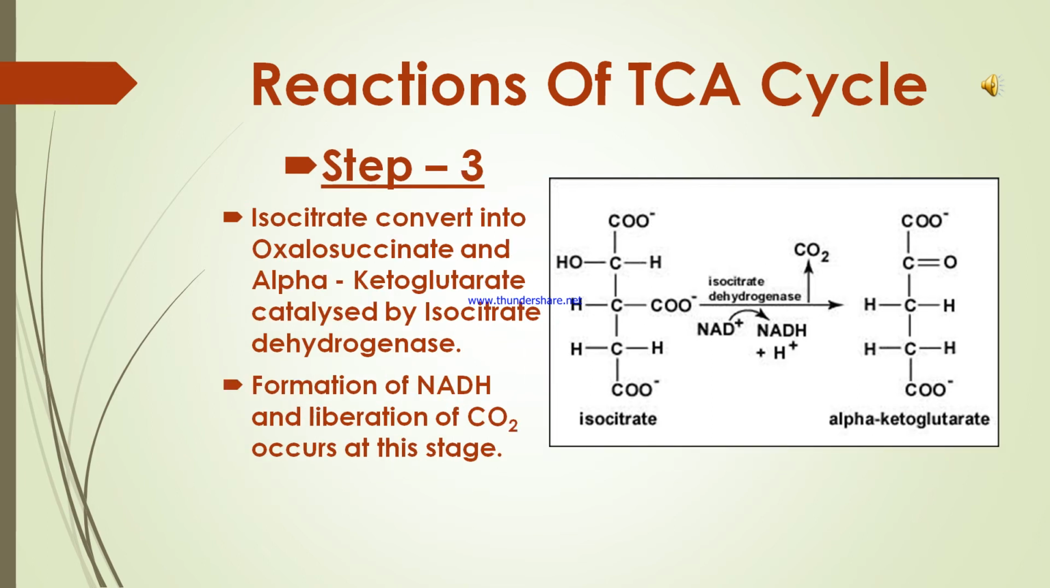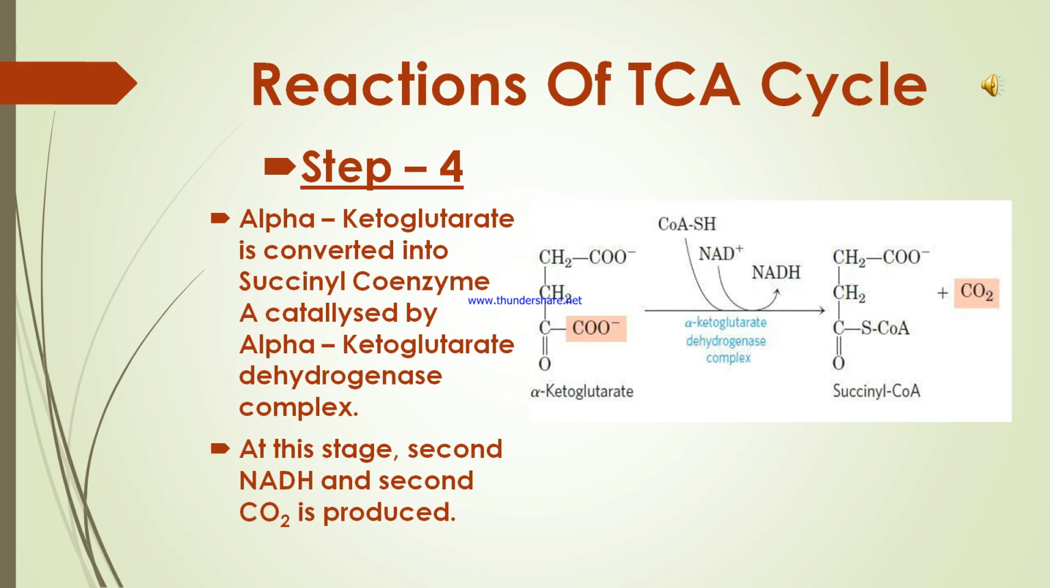In step 3, isocitrate loses a molecule of CO2 and then undergoes oxidation to form alpha ketoglutarate by the enzyme isocitrate dehydrogenase. Along with CO2, a molecule of NADH is also formed. In step 4, alpha ketoglutarate loses a molecule of CO2 and is oxidized to form succinyl coenzyme A by alpha ketoglutarate dehydrogenase complex. At this stage, a second NADH molecule is also produced.